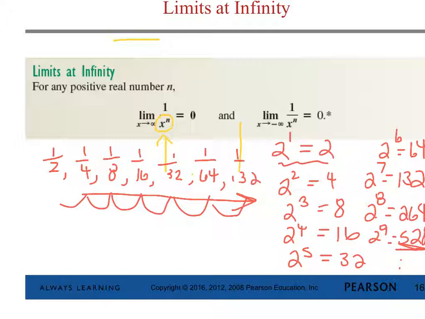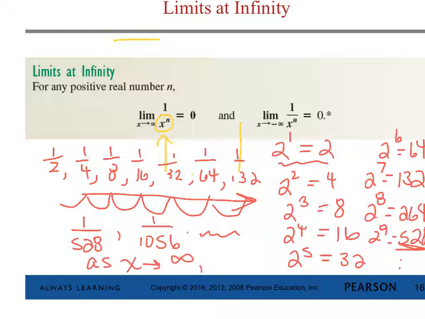And as we get to 1/512, that's a really small number. And the next one's going to be 1/1024. So this is going to continue. What's happening to these numbers as x approaches infinity? One over x to a power is going to get very close to 0.